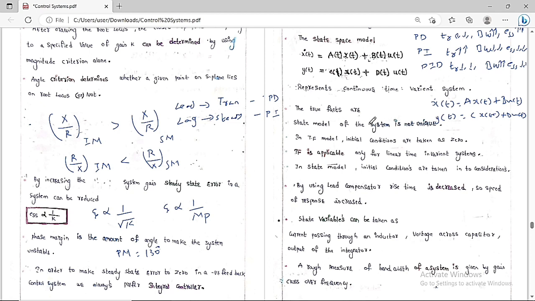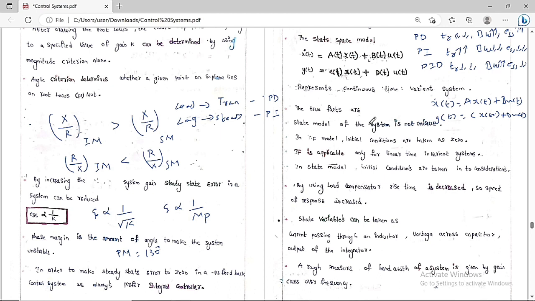So finally, I can tell you the difference between the transfer function model and the state space model. In the transfer function model, initial conditions are taken as 0, whereas in the state space model, initial conditions are taken into consideration. The transfer function model is applicable for only LTI systems, linear time invariant systems.